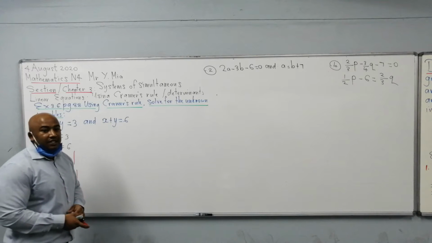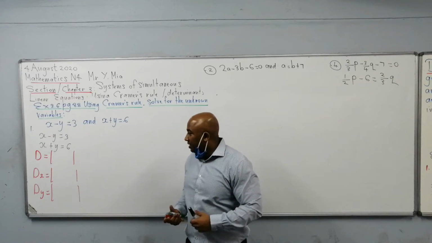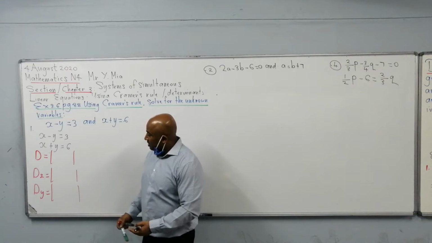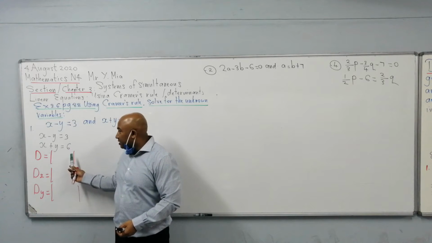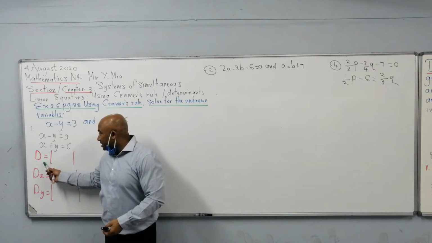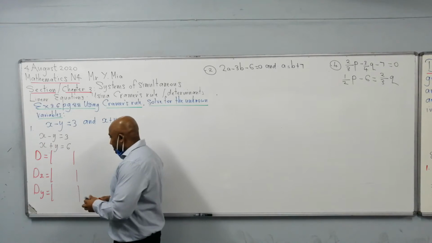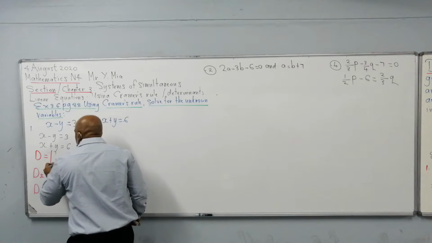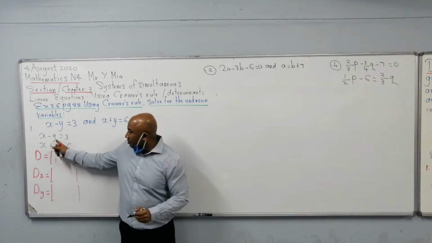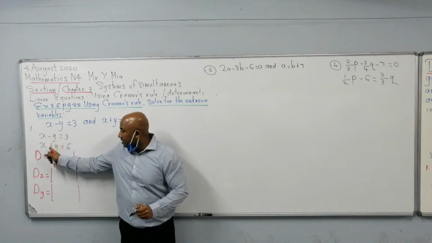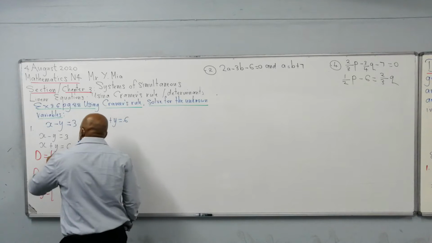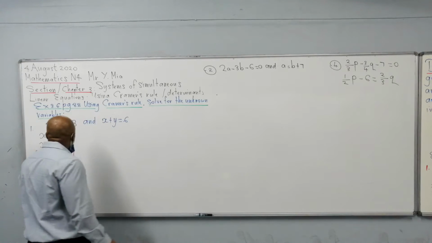So D is the determinant of the coefficients. Make sure in the beginning you have everything 100% here. The coefficients of x are 1 and 1. You can see that, so that's a 1, 1. And the coefficients of y are minus 1 and a positive 1. So that is minus 1 and 1.